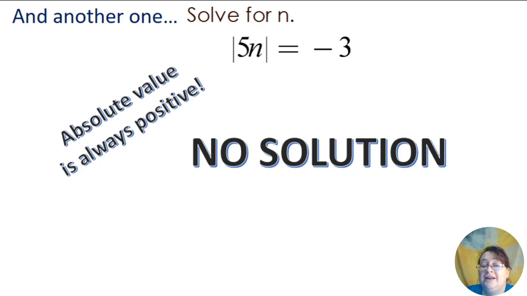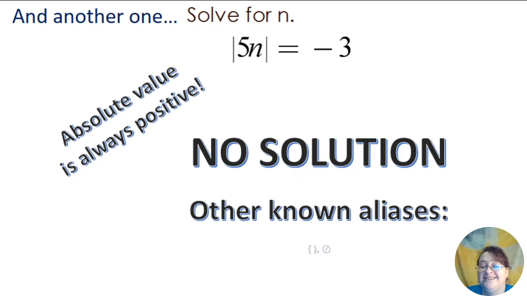Now, if you have a multiple choice problem, you might see other names for no solution. So no solution could also be known as a set with nothing in the middle. So you see our brackets with just a space inside, or you see what looks like a circle with a line through it. Both of those indicate no solution, or the empty set that they call it.